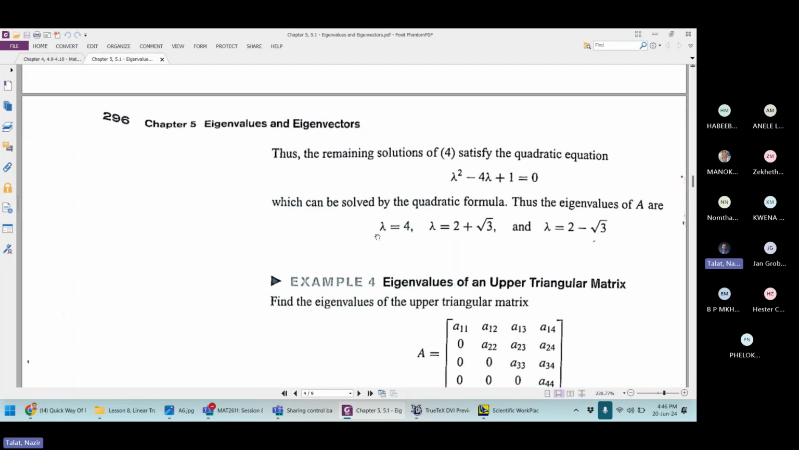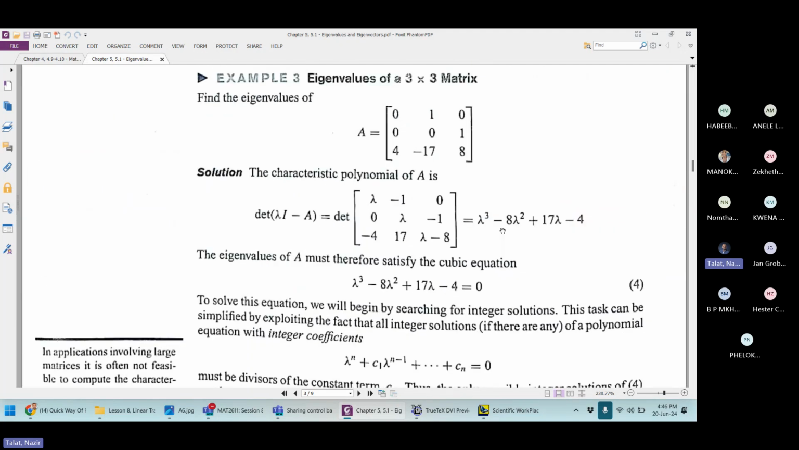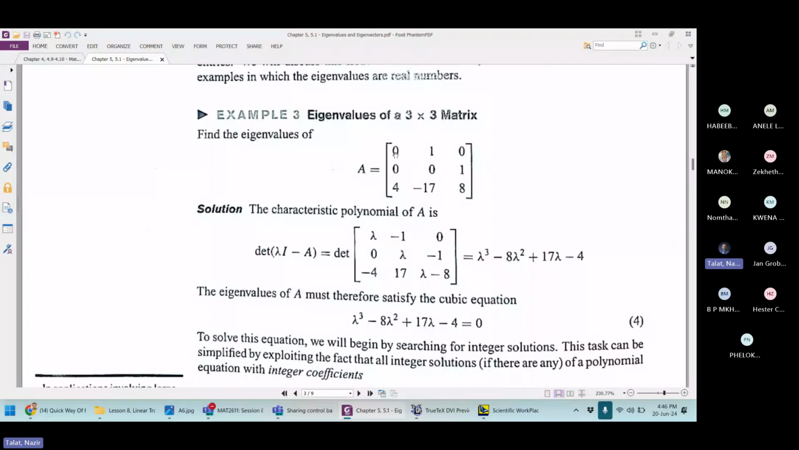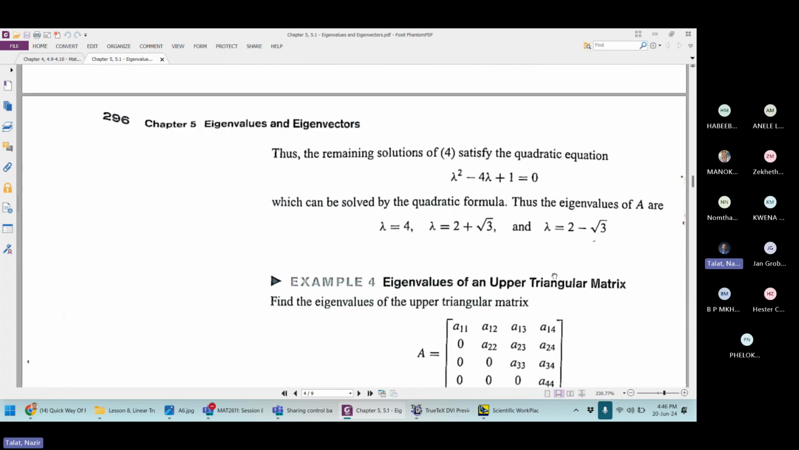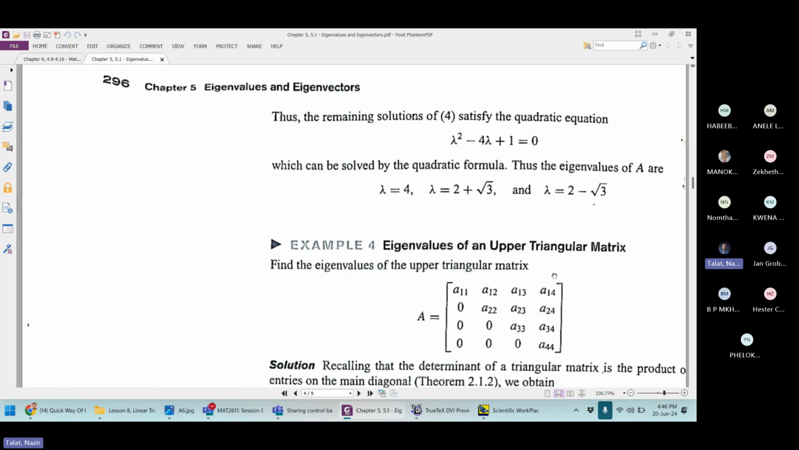What is the sum? If you add all these three values, it becomes 4 plus 2 minus root 3, plus 2 plus root 3, and 2 minus root 3. It will give you 4 plus 2 plus 2, which is 8. And if you check the trace, the sum of the diagonal entries, 0 plus 0 plus 8 is also 8. So you can verify that the sum of eigenvalues is always equal to the sum of diagonal entries.